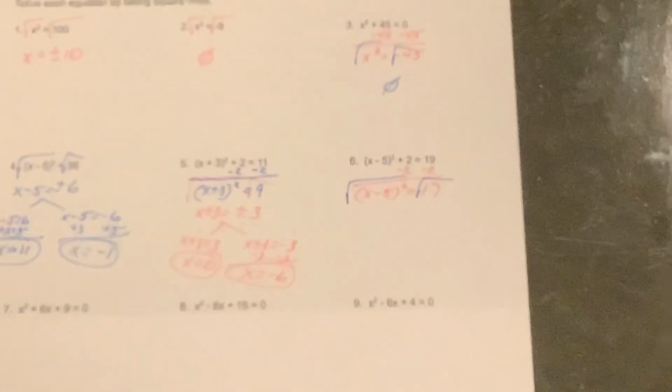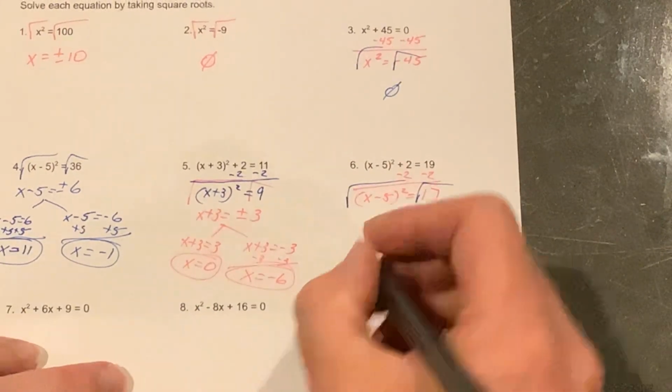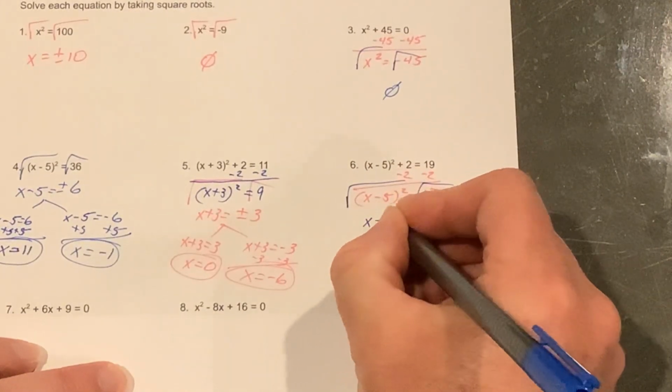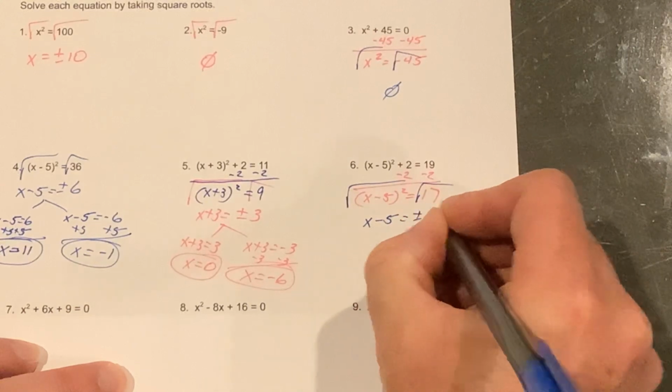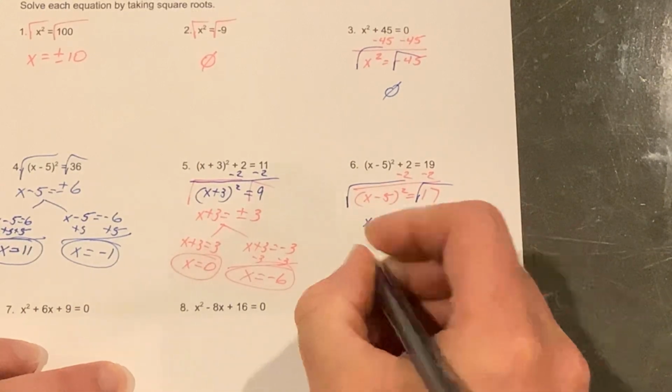All right, the square root of 17, if you're dealing with radicals, cannot be simplified. You just leave it as the square root of 17. We're going to change everything to decimal, though, like we have all week, and we're going to get 4.12. So when we do that, we get x minus 5 equals plus or minus, don't forget the plus or minus, 4.12. Two different equations now.